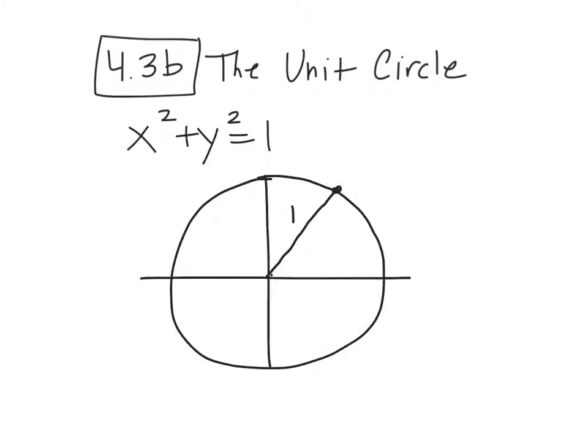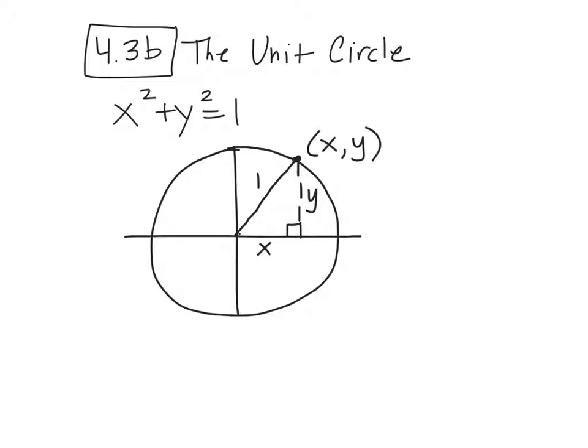So let's say this is some arbitrary point. I'm going to call this point xy. And then what I'm going to do is drop a perpendicular down to the x-axis so I can create a right triangle. And the bottom length of this right triangle is exactly x, because I'm at the point xy. And then the height of it is y. And inside of here, we're going to call this theta. I think your book calls it t, but I like to just use theta. So this is the angle theta.